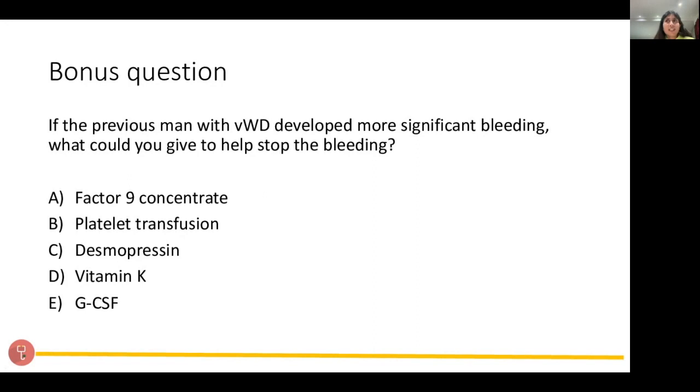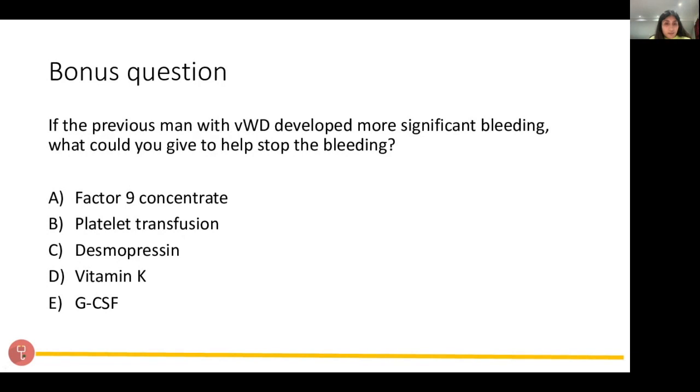There is a very severe type of von Willebrand disease where they don't produce von Willebrand factor at all in the body. And so giving desmopressin wouldn't help because they don't have any stores. But for our purposes, we're just going to assume that this guy has the commonest type of von Willebrand disease, in which he does have stores. They're just not released very well.